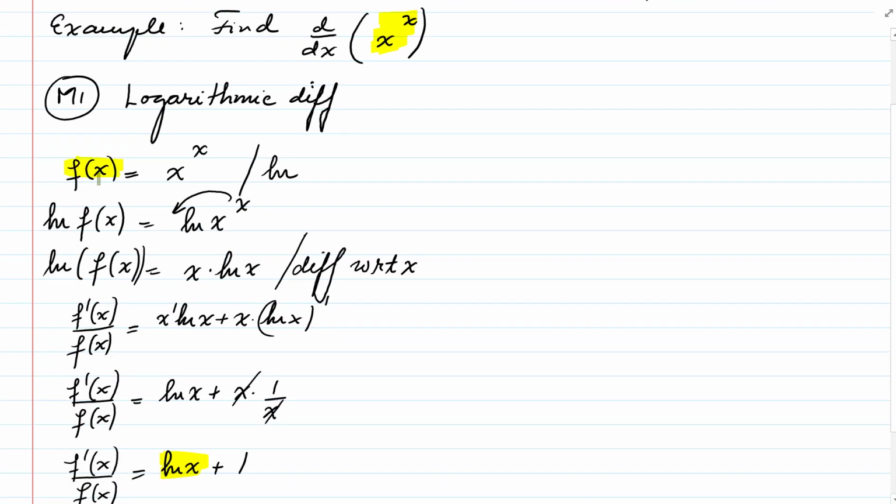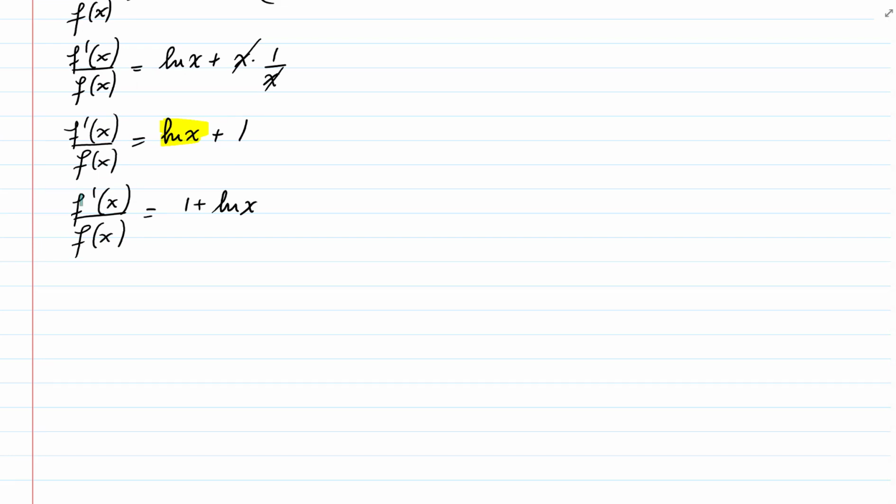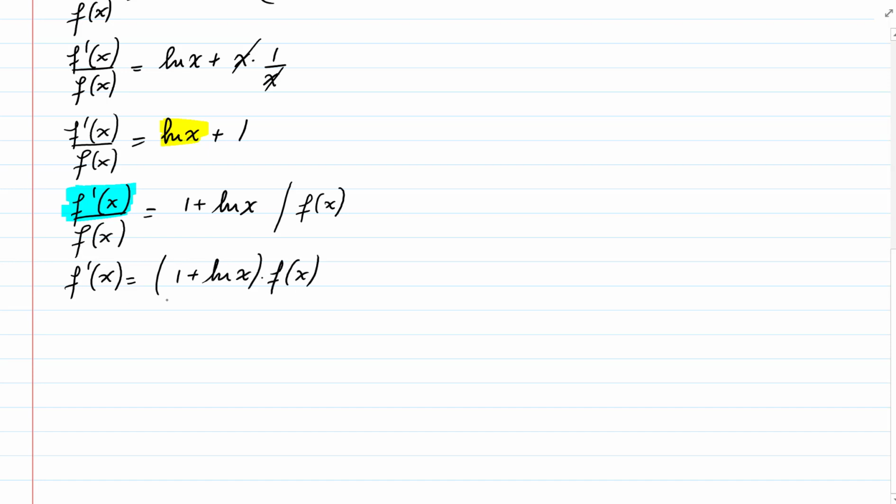Now let's not forget we wanted to find the derivative of x to the x. And that was called f of x. So in order to find the derivative of f of x, we want to find f prime of x, which is this quantity. So to find just f prime of x, we're going to multiply by f of x both sides. So f prime of x equals 1 plus ln x times f of x. So f prime of x equals 1 plus ln x times x to the x, because that was our original problem. This is the solution.